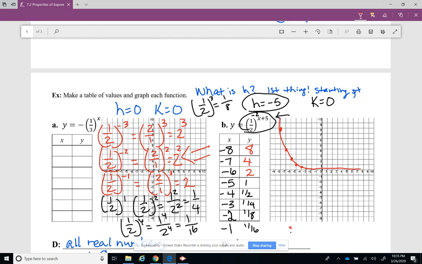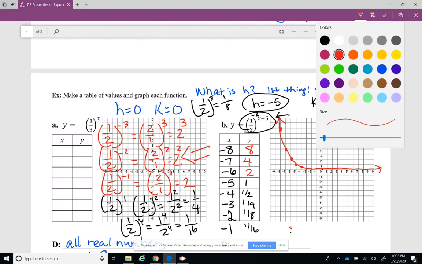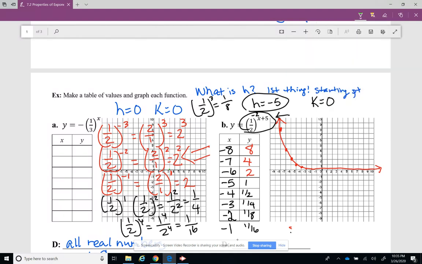It'll come really, really close to that line, but it's not supposed to touch it. All right, that's our exponential function. And let's do our asymptote. I'm going to do a dashed line in green. Now it's on the x-axis again, so it's y equals 0.